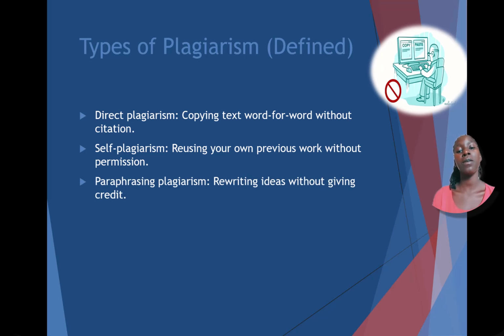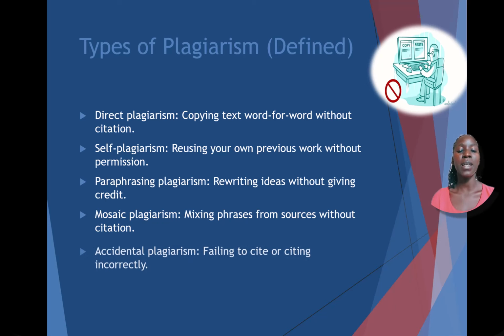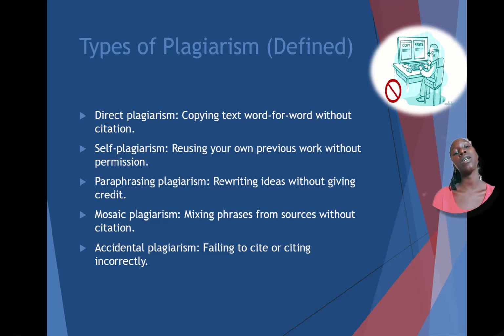There's paraphrasing plagiarism, writing ideas without giving credit. You write ideas from another person's work. You write the same ideas without giving credit, without saying that this one was taken. You don't credit the person who did that work, you just write it in your statements. That's also not good. Then we have mosaic plagiarism, mixing phrases from sources without citation. You mix it into your work without clear citation, like you copy and paste something. Then you have accidental plagiarism, failing to cite or citing incorrectly. You try to cite, but you cite the work incorrectly. That's also a type of plagiarism. Those are the types we had.